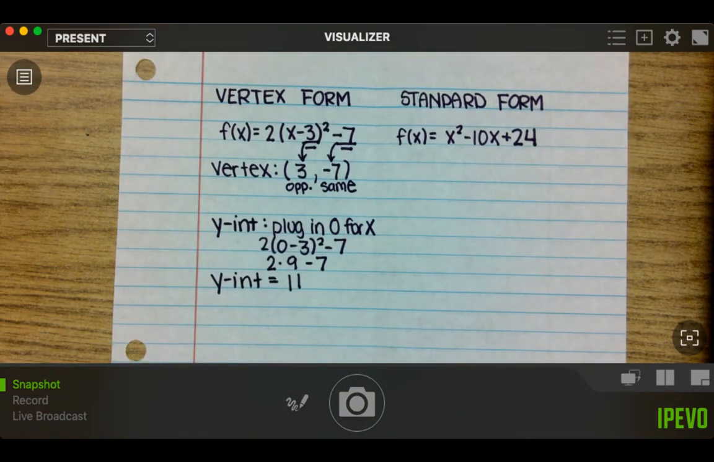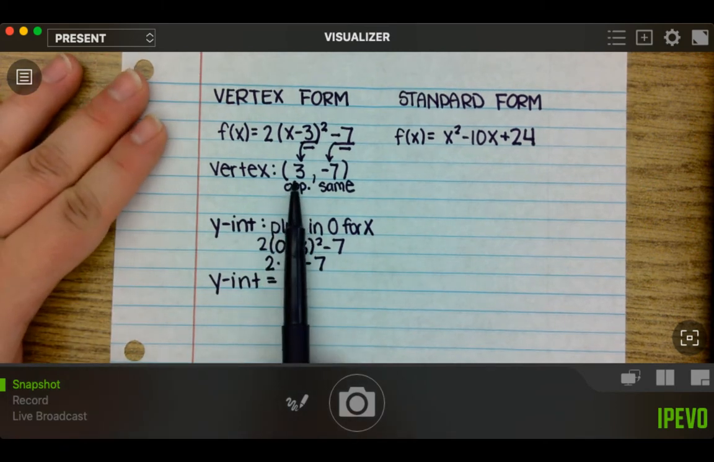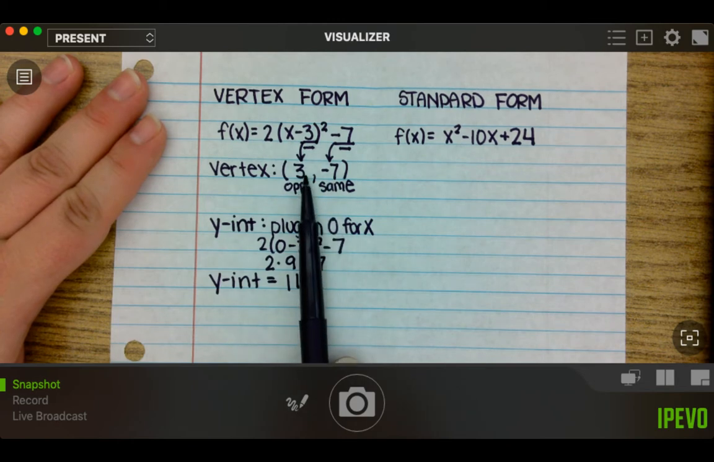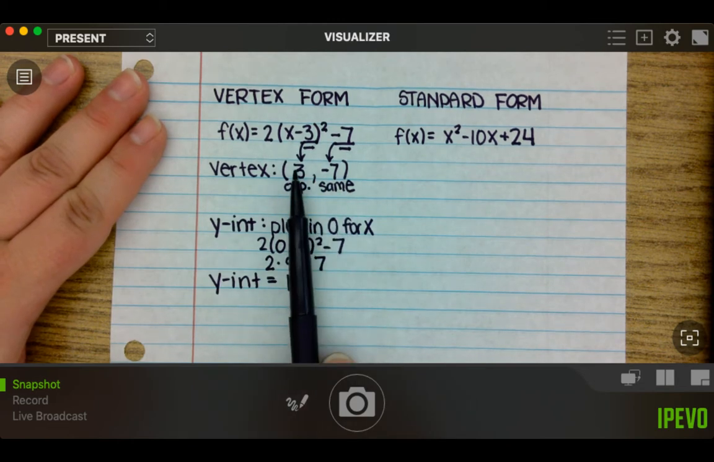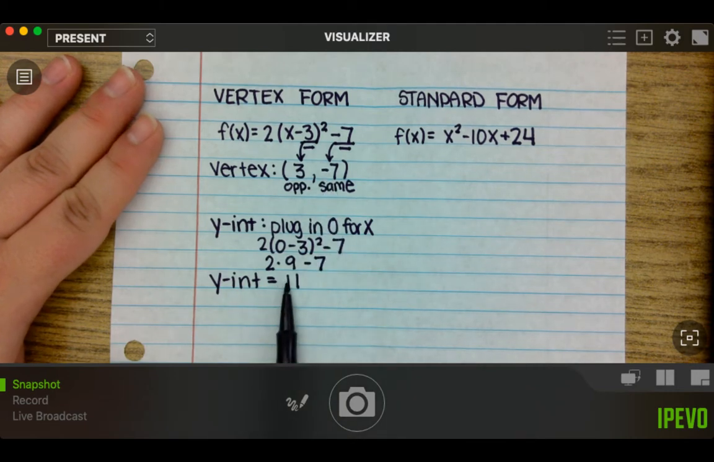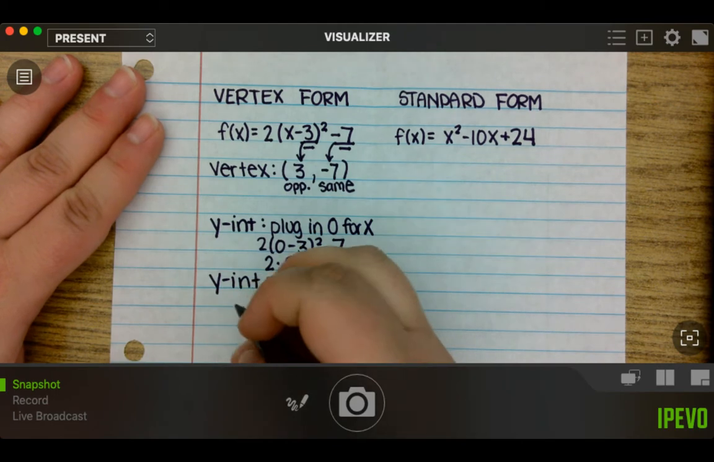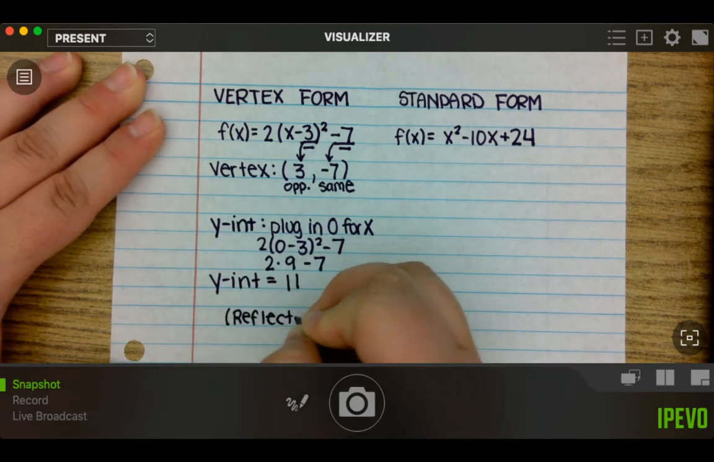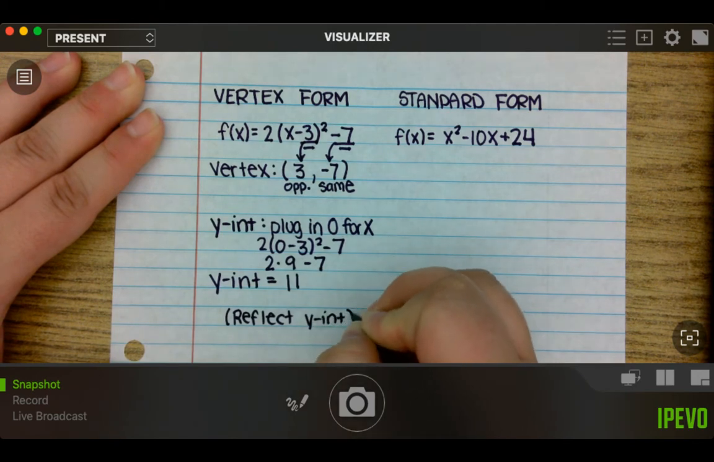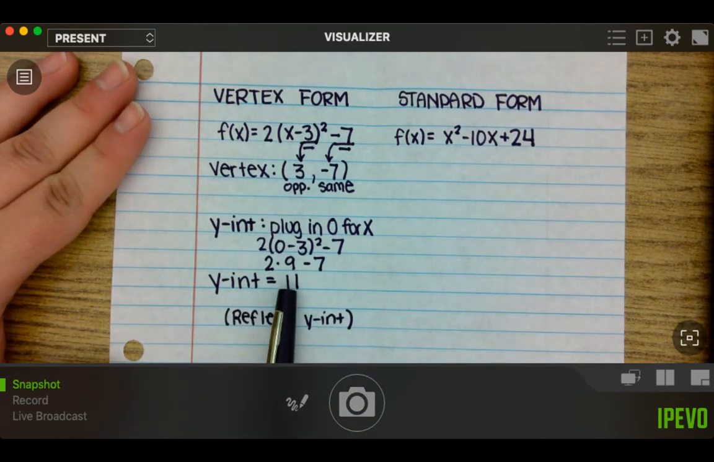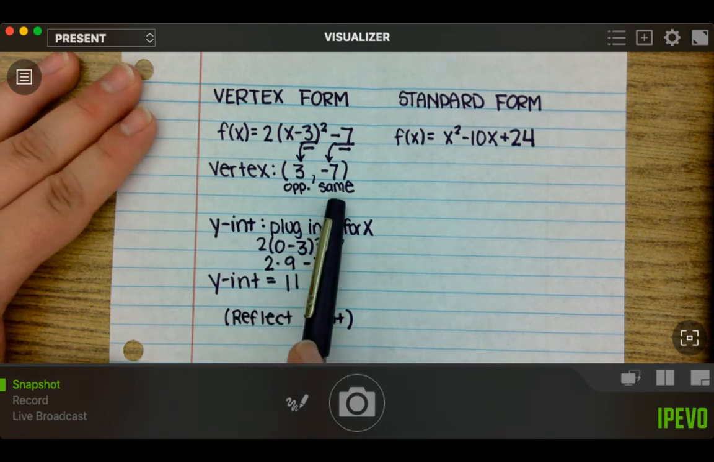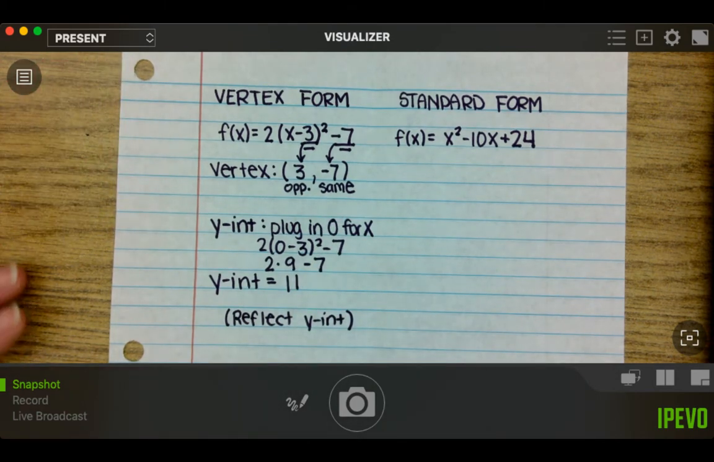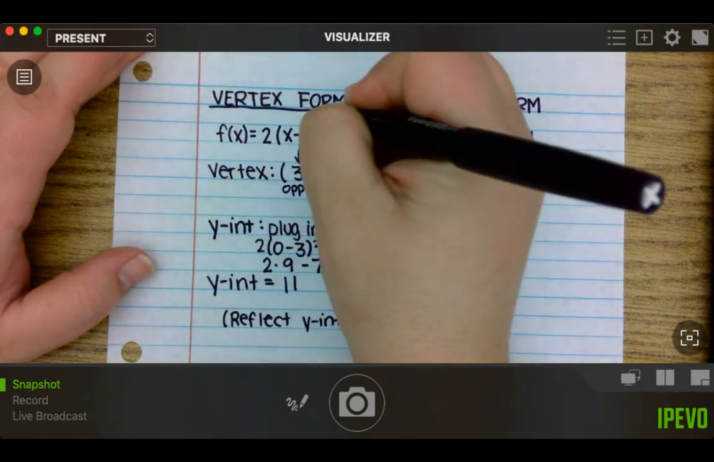Now, I'm not going to actually graph this right now, but I am going to say that if you wanted to graph this, you would graph this point, which would be right 3, down 7. This is your x, this is your y. Then you would put a point on the y-axis at 11, and I'm going to put a little hint that you reflect the y-intercept. Okay, so wherever this is, you would flip it across the middle of the graph, which is this point right here. Okay, but that makes a lot more sense once you actually see the graph.